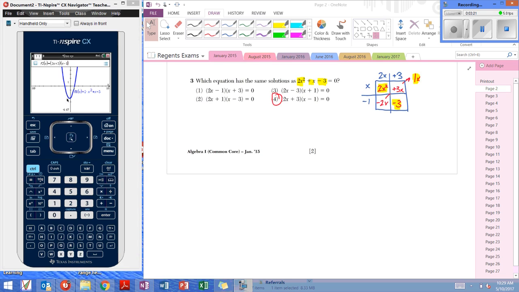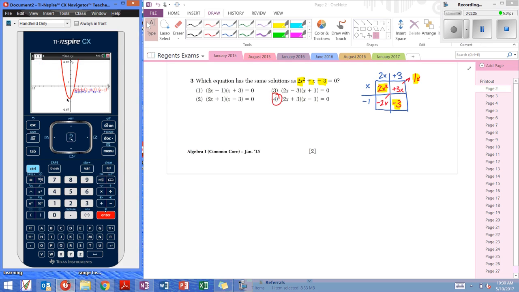So I'm just going to type in what I know or what I got as my right answer, because this is a great checking tool. I can hit enter and bada bing bada boom, here we have it. I have my same exact parabola showing up here. So if they're the same parabola, it means they obviously have the same solutions. You could have graphed 1, 2, and 3, and you would have seen that the graphs would not have looked the same.